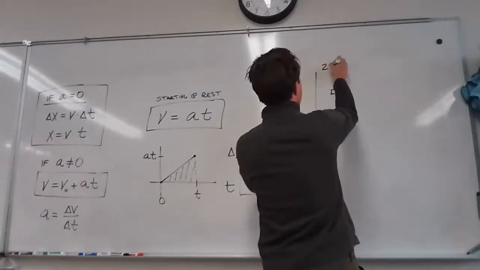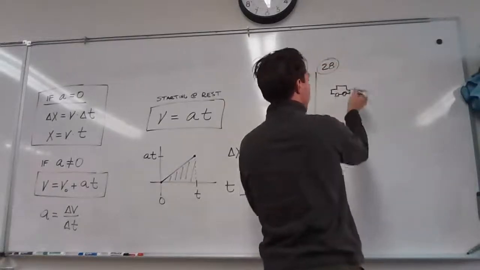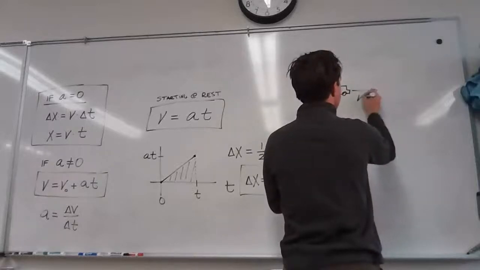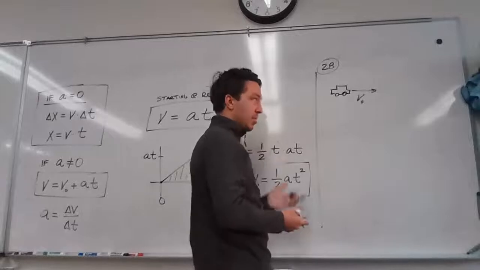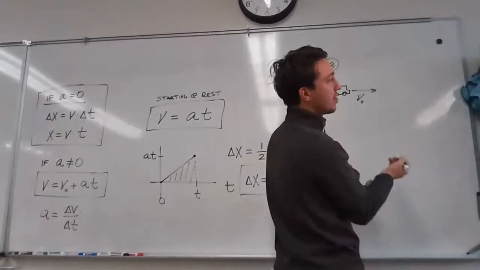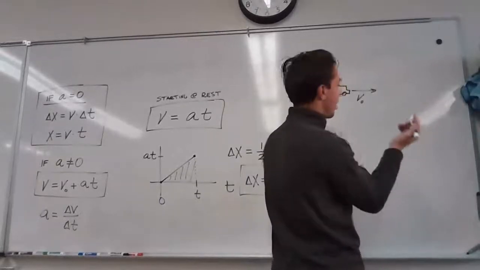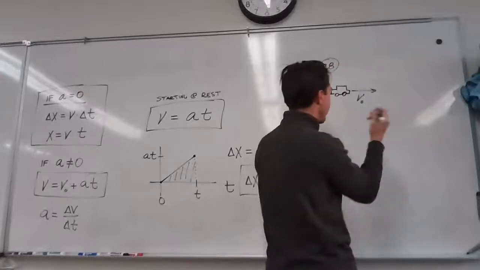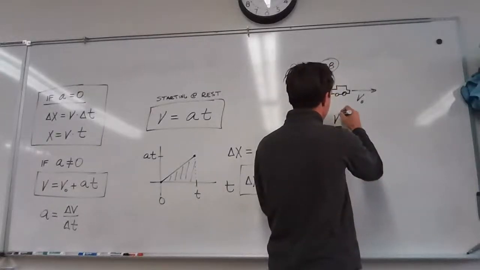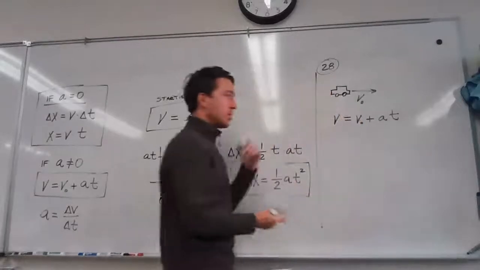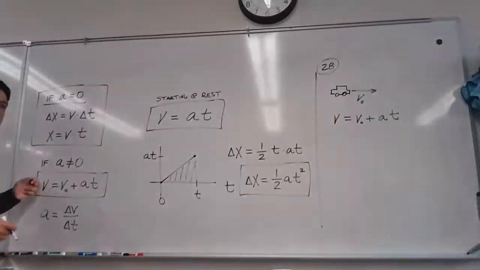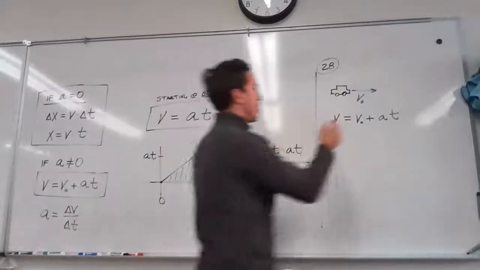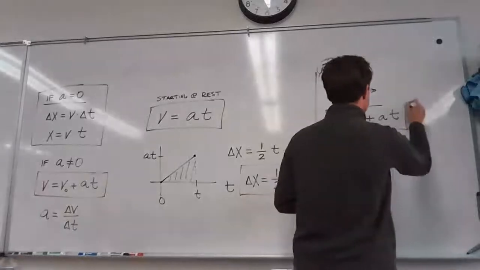So for 28, the only difference between 28 and the last problem is that now there's some initial velocity. Same analysis pretty much. What's my equation for the particle, that's car, whatever? I guess car can be a particle. So my velocity is v0 plus acceleration times time. Simple enough, same formula we've been looking at for a couple days now.